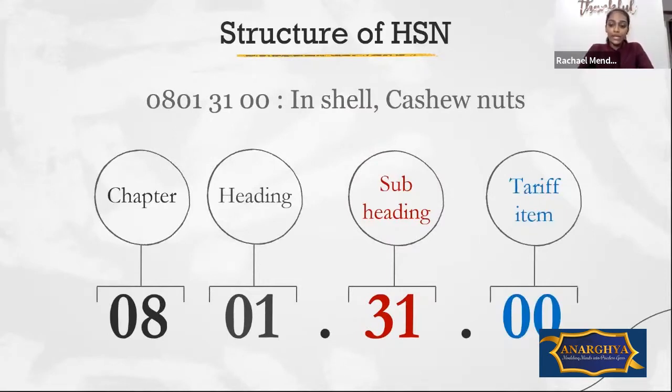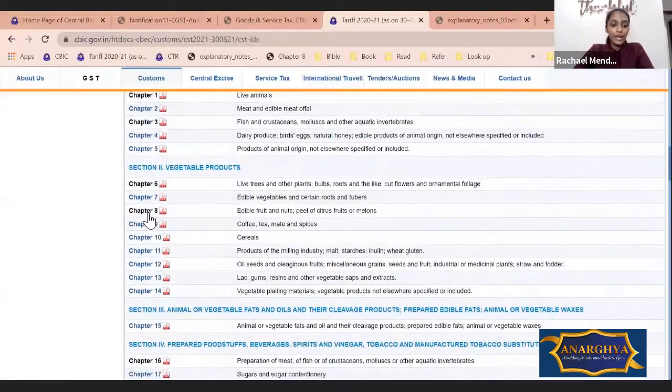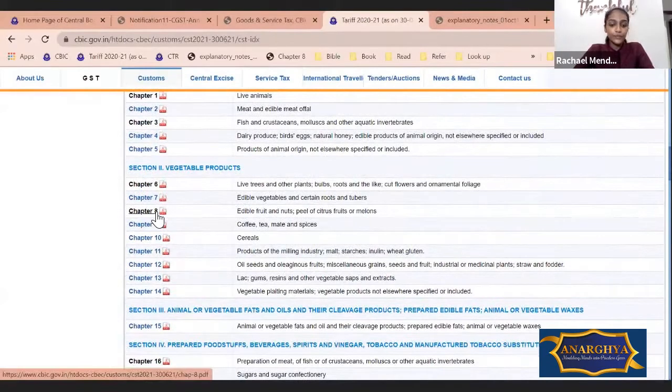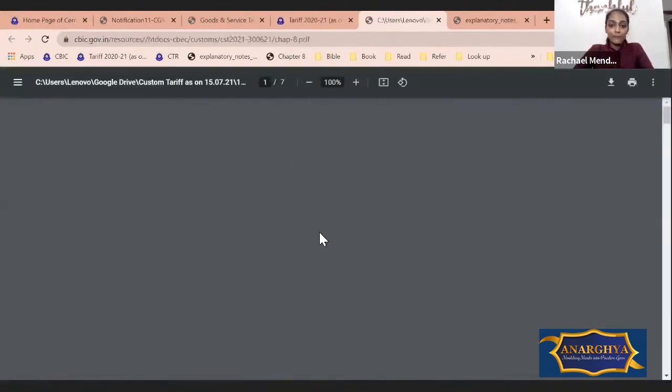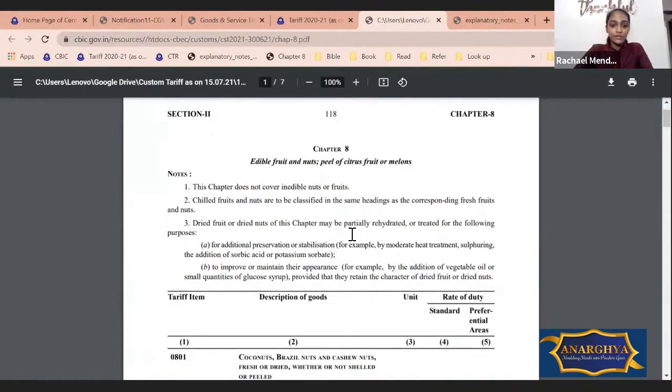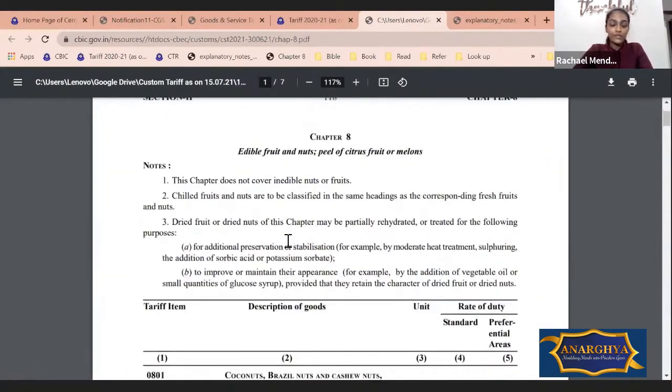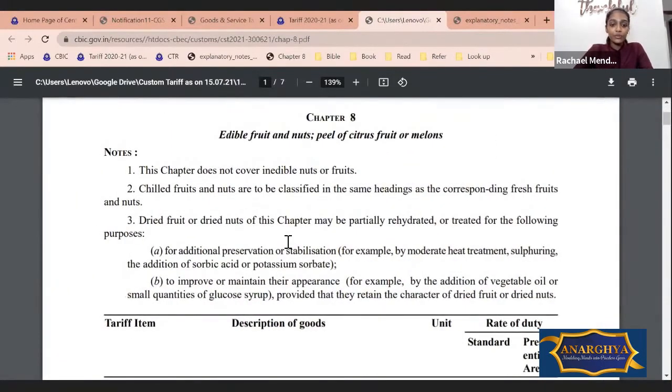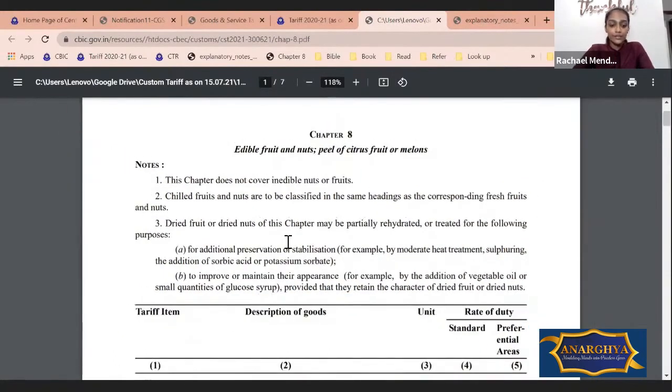If you want to check the same on the Tariff Act, just make a note here. This HSN comes under the 8th chapter. So going back to the Tariff Act over here, there is chapter 8 that you need to refer to. So make a point to read the section notes of this section. Once you open chapter 8, you will notice that there are chapter notes that you must read through before you actually start classifying under this chapter.